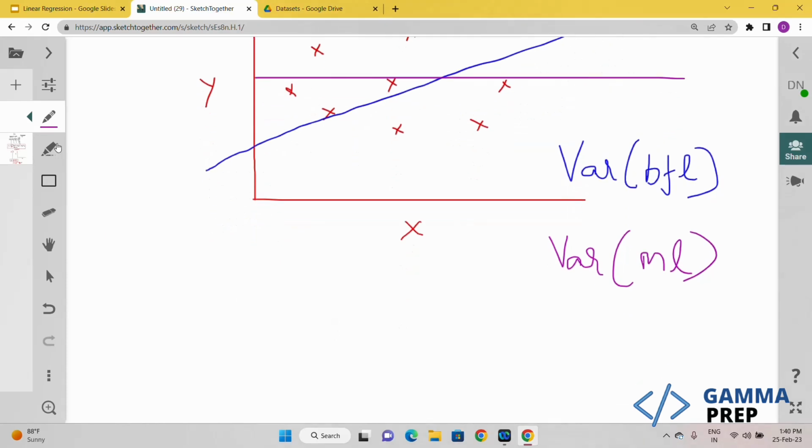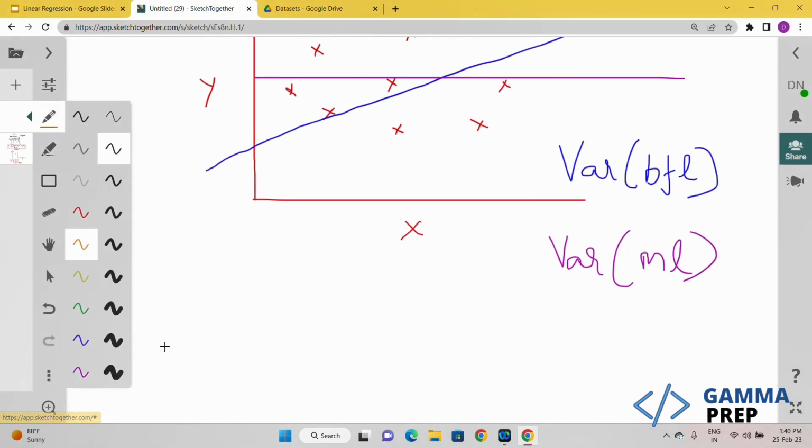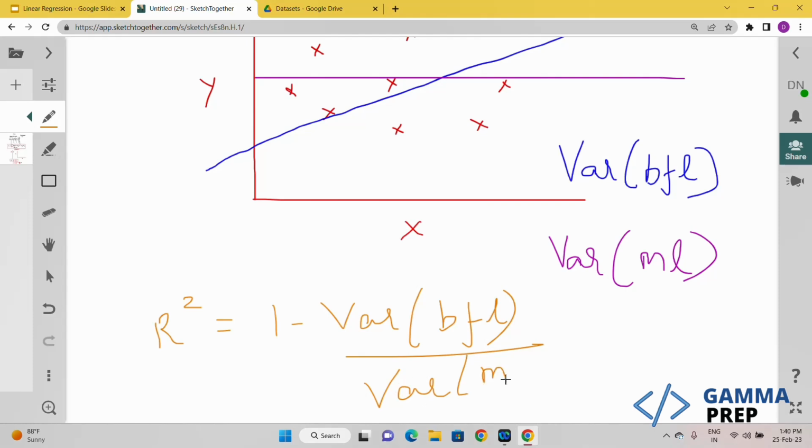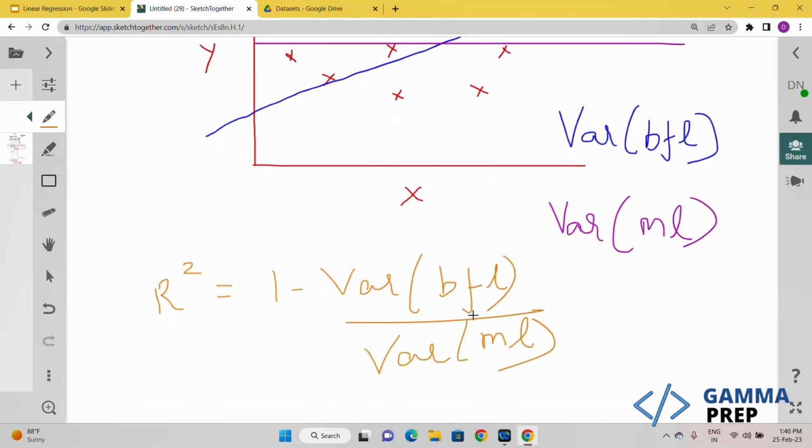So what is R square now? R square is 1 minus the variation about the best fit line divided by the variation about the mean line. Okay. So the variation about the best fit line should be less, right?